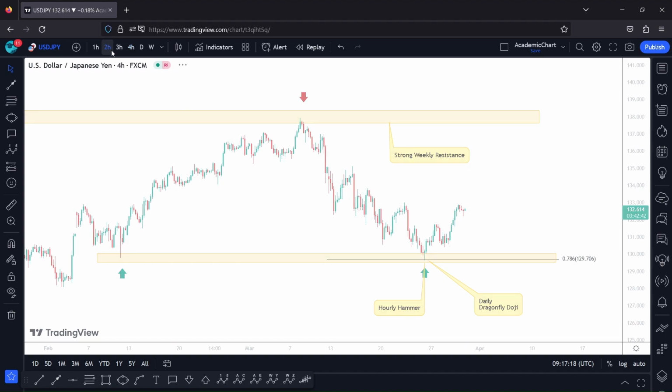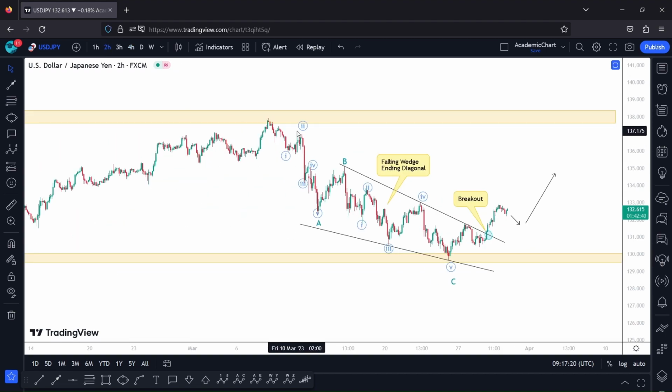But jumping into the hourly, I can actually take a closer look at this corrective structure to find more reversal signals. We can see that it has formed an ABC, in which the A is the regular impulsive wave, but after B an ending diagonal has been created, and I have actually indicated how I have counted the waves.